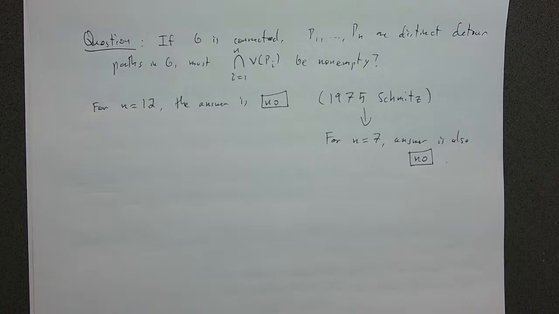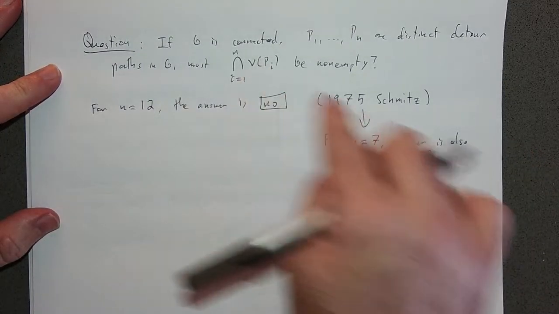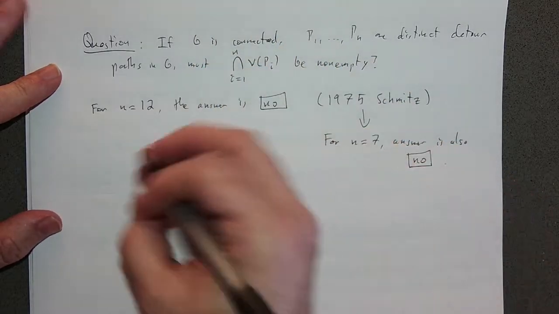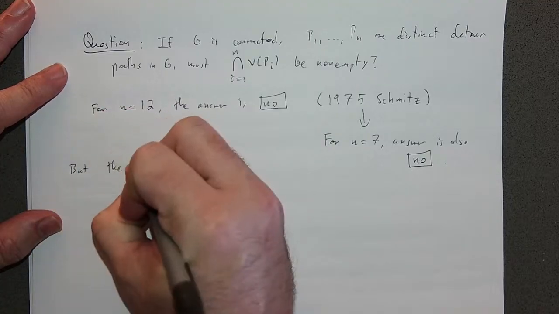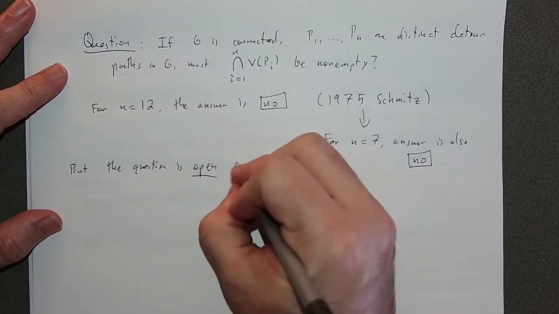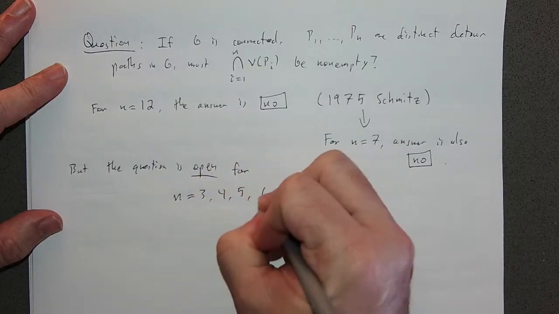Okay, so that example that I just showed in the book is the n equals 7 case, where there's 7 detour paths and all of them miss at least one vertex. So 7 is the smallest number for which we know this is definitely no. The question is, what about the others? The question is open for n equals 3, 4, 5, and 6.